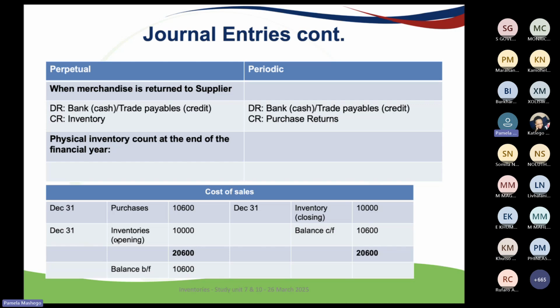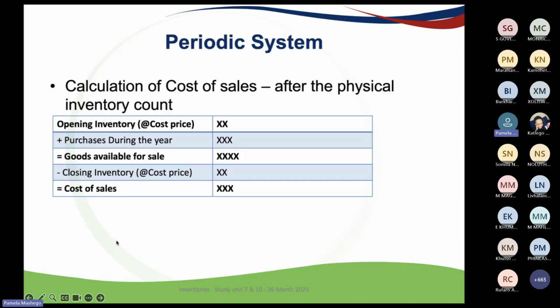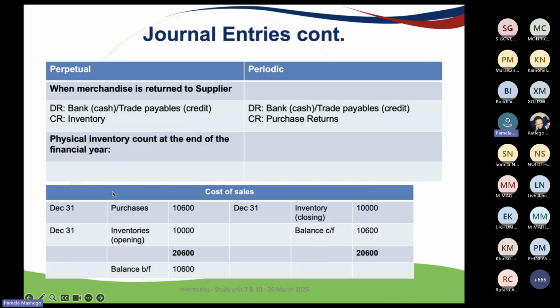Okay, so after you've done your physical inventory count at the end of the financial period, I just did a general ledger example here. So please don't get confused by the amounts. These are just examples. There's no formula and no calculation behind it. These are just numbers that I thought out of my head.